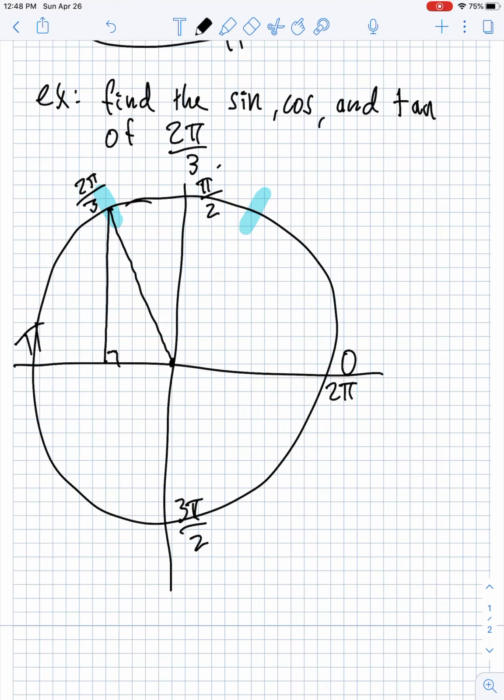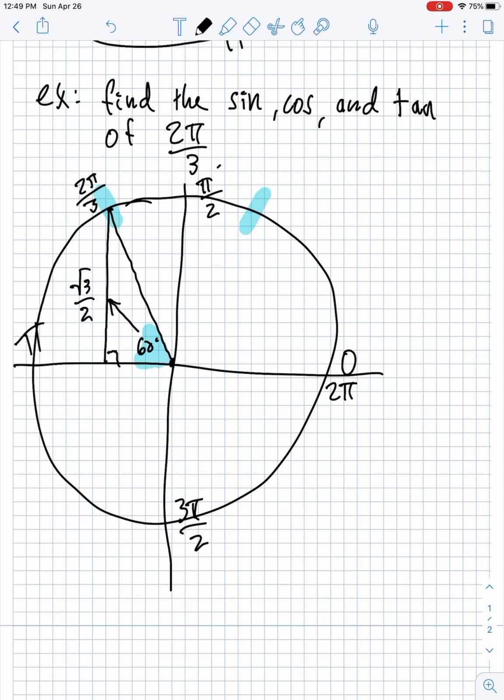Now, at this point, you guys should be comfortable with reference angles. So you guys, if 2 pi over 3 is the same thing as 120 degrees, that means that your reference angle right here is 60 degrees. Now, directly across from a 60 degrees is, what, root 3 over 2.